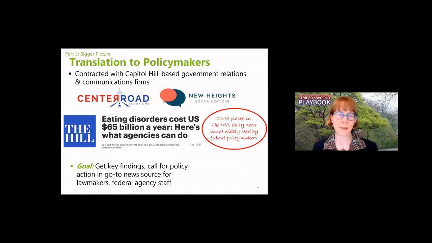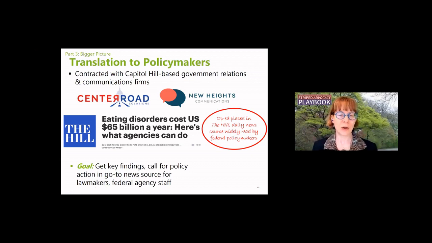You may not have read it yet, but if you look it up, The Hill, every day they come out with op-eds and news stories about what's Washington doing. What are some of the federal issues? What's the new research that should be informing what's done in Congress or in the administration? We got an op-ed placed there last June. The goal was to get our key findings communicated in a way where the policymakers will be looking.